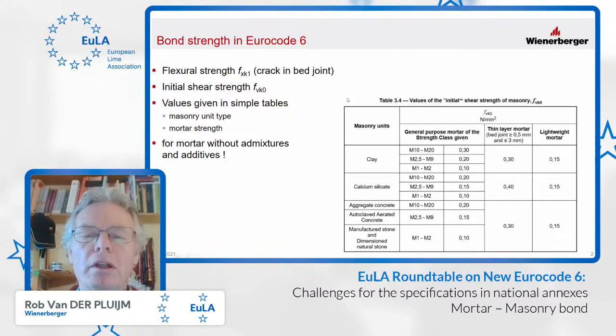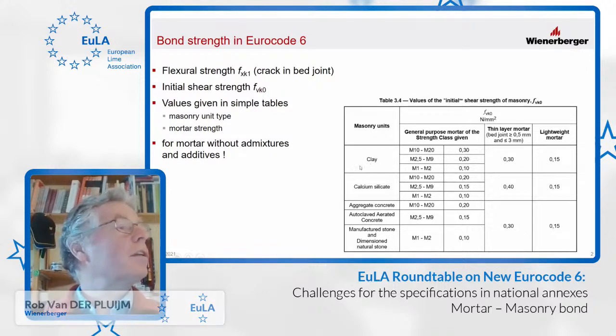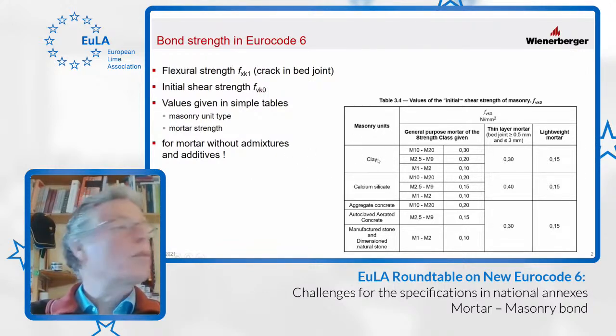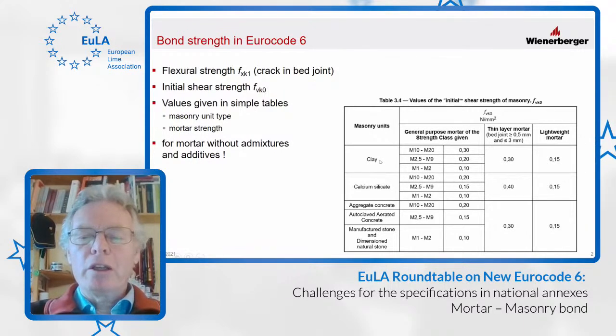When we look, for example, at the table of the initial shear strengths as it is now, we can see that, I don't know if you can see my cursor. Yes, for clay units there is a distinction made between the mortar strengths, and based on the mortar strengths you can find, for general purpose mortars, flexural shear strengths, and also for thin layer mortars and for lightweight mortars, and just for all the other types of units also.